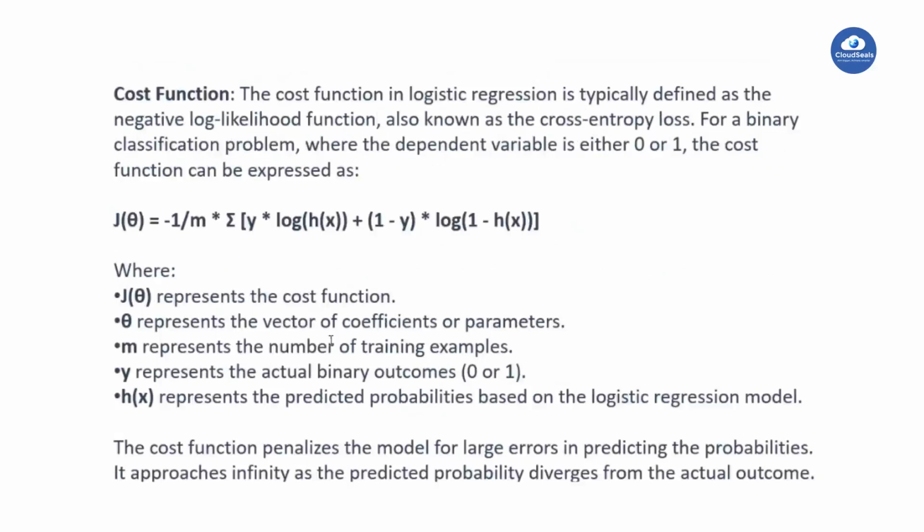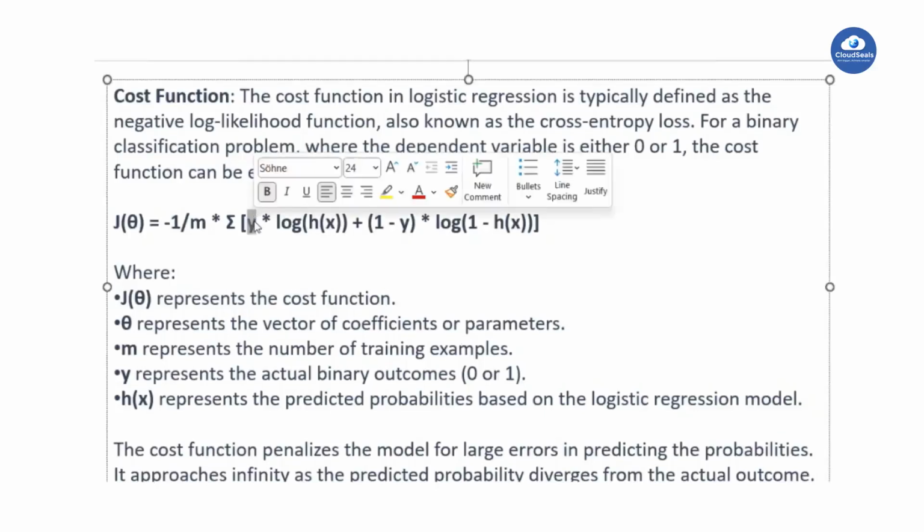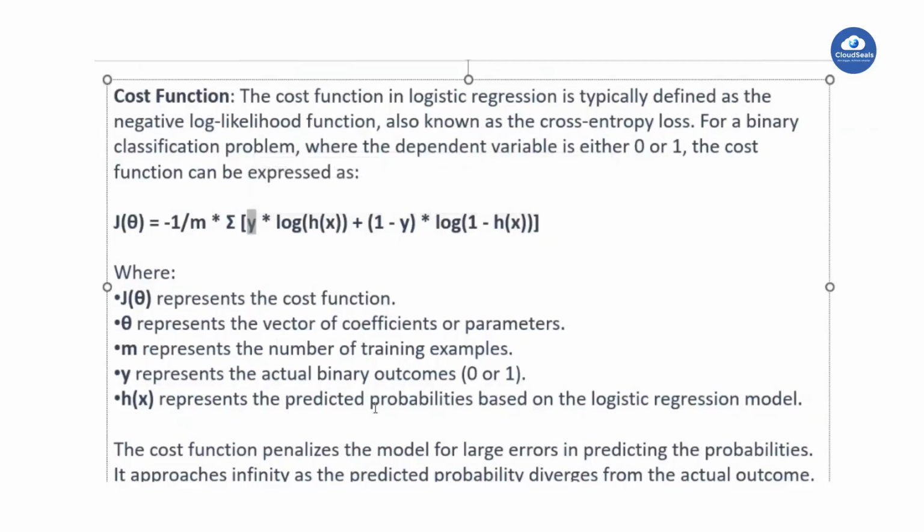M is the total number of training examples, that means the total number of data points we used to train the model. Y you already know, this is the output we are expecting, the dependent variable. h(x) is the predicted probability. Predicted probability means whenever a new input comes, we predict the probability of whether it belongs to a particular class, 1 or 0. That probability is nothing but h(x). By using these values, we'll calculate the error.